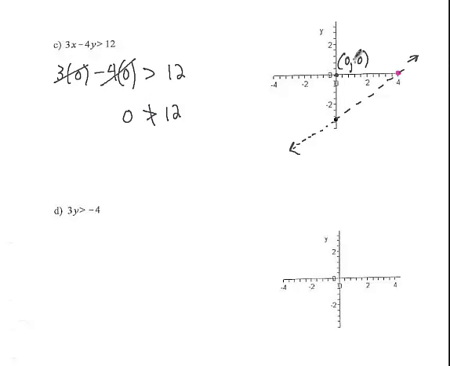So 0, 0 is not located in the region where our solutions lie. Our solutions are down below the line.